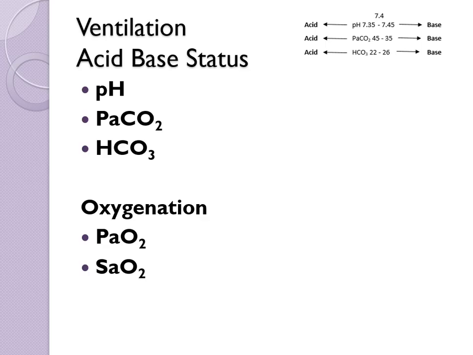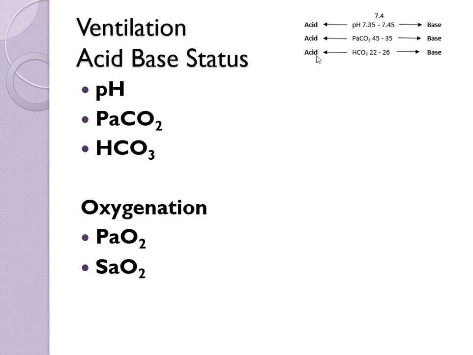Bicarb, and normal bicarb is 22 to 26. That is regulated by your kidneys. The kidneys produce bicarb and retain bicarb, and that takes several days for compensatory mechanisms to work. If your bicarb is higher than 26, you are more alkalotic, or base. If you are less than 22, you can't be alkalotic, you are acidotic.